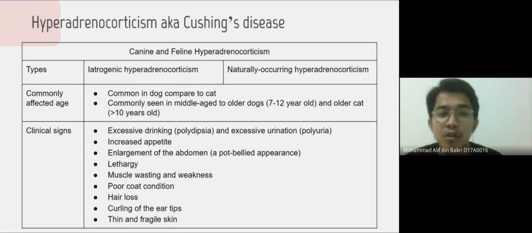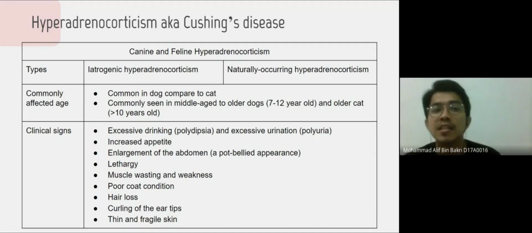Hyperadrenocorticism commonly occur in dog compared to cat. Common affected age in dog is middle age to older, between 7 to 12 years old, while in cat it affects older cat, which more than 10 years old.